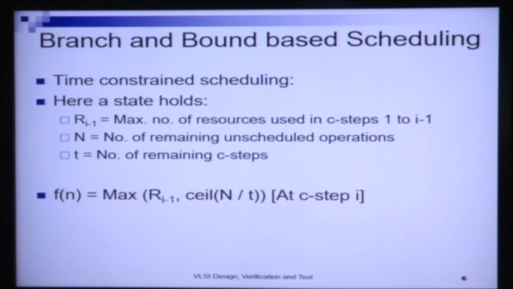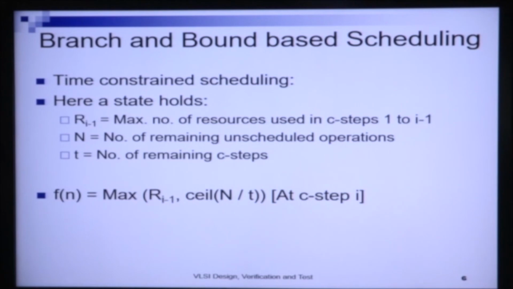So what is basically the answer in the time constraint scheduling problem? What is the maximum number of resources that has been used up in any time step in that particular solution from the root to the leaf, right? So that will give me a solution.